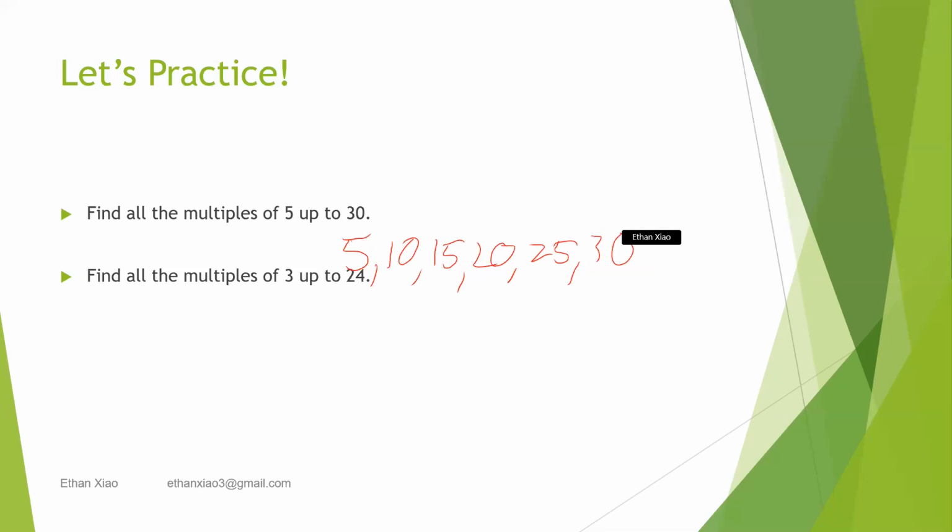And since 30 is the last number, you can stop there. And that would be the answer. Make sure not to skip any multiples because we need all of the multiples up to 30.